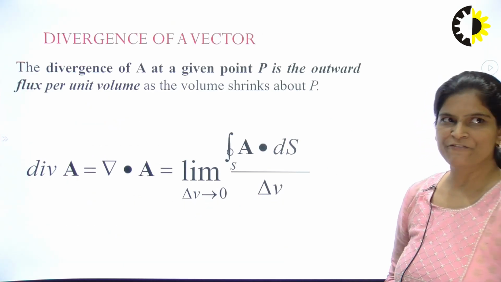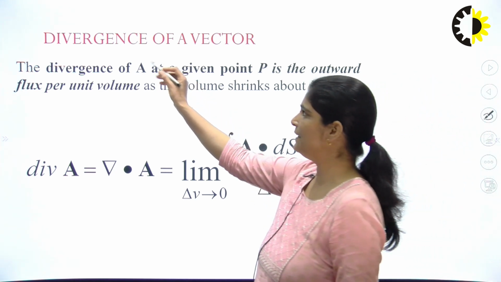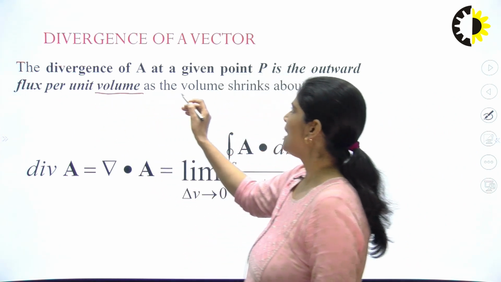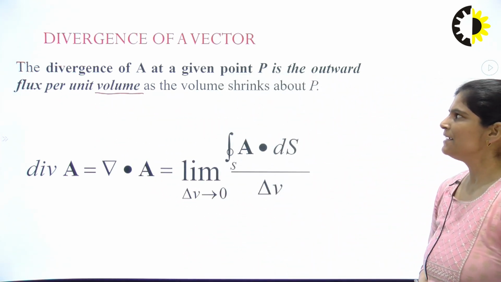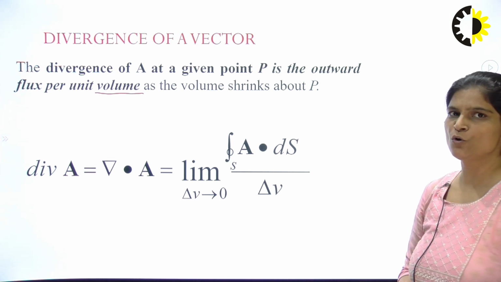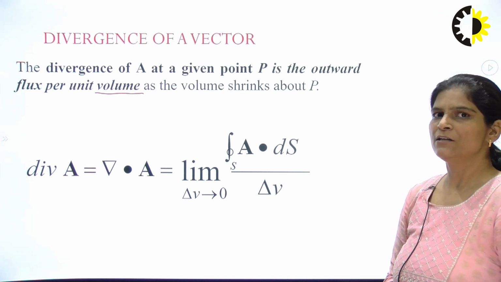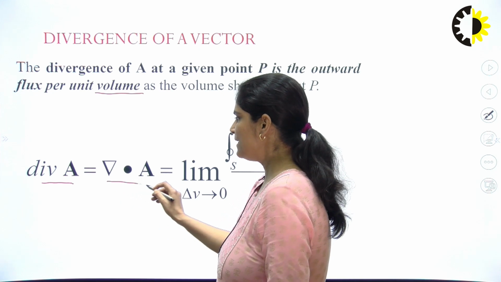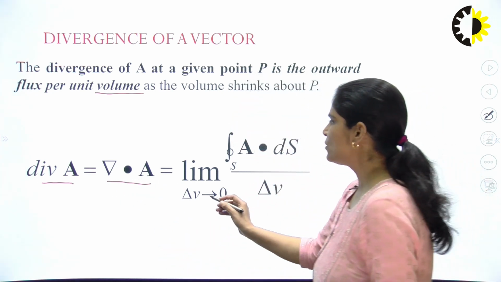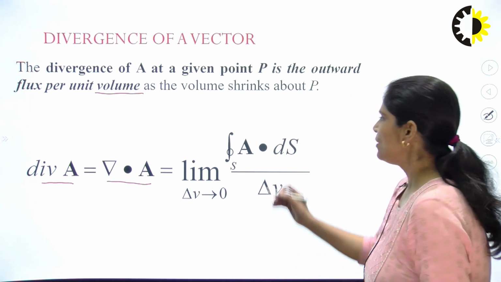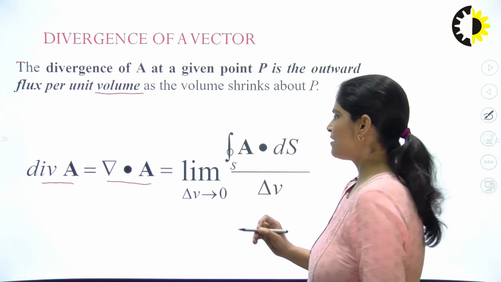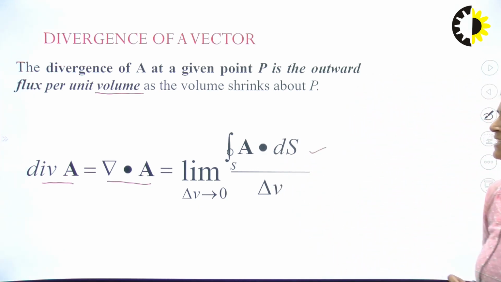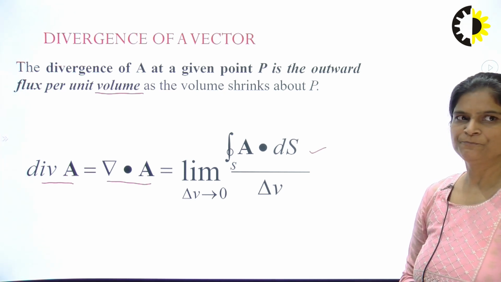Now divergence of a vector. Divergence of a field at a given point P is the outward flux per unit volume as the volume shrinks about P. Shrinking about P means you should know whether P is a source or a sink. Now divergence of A is represented as del dot A is equal to the limit as delta V tends to 0 of the closed surface integral of A dot dS upon delta V. So this is the representation of divergence of a vector.